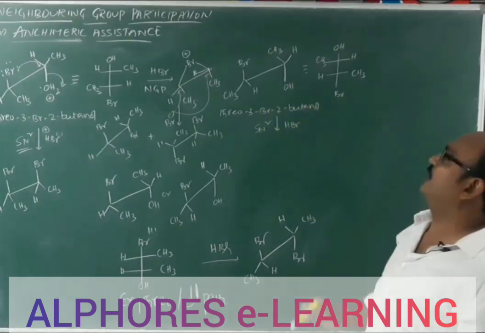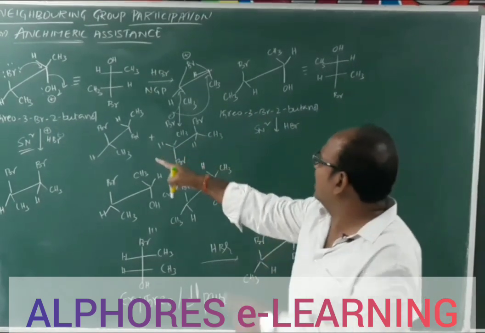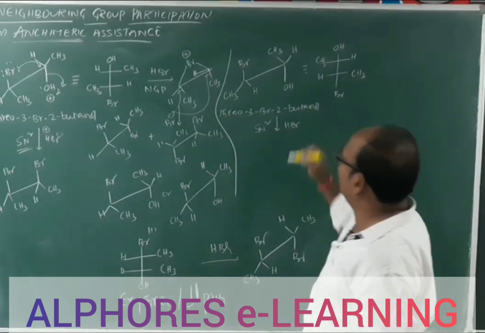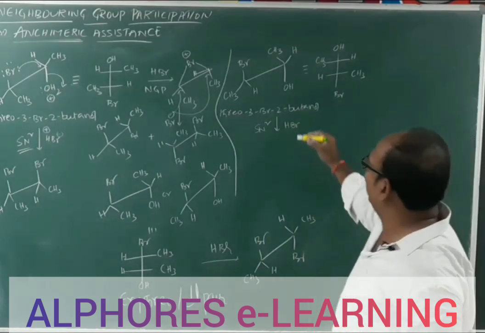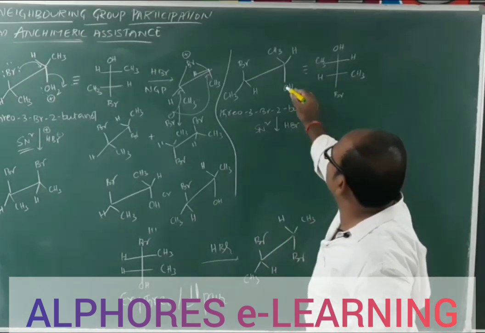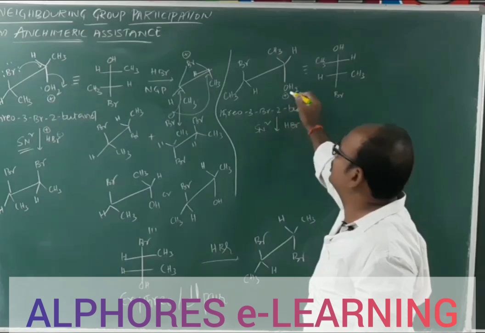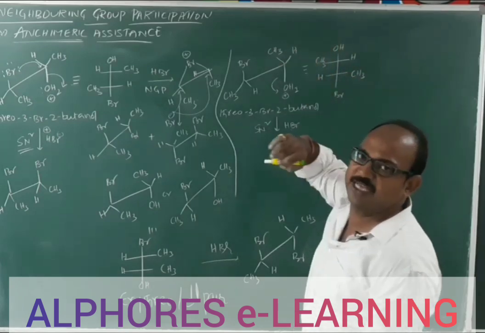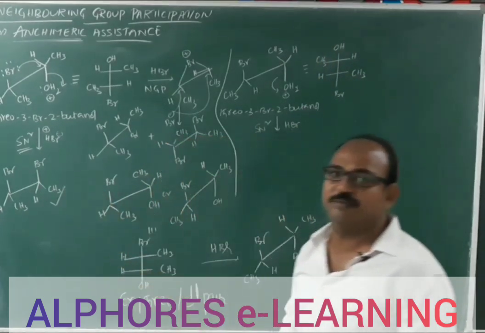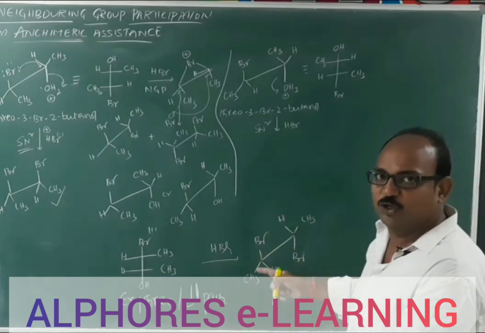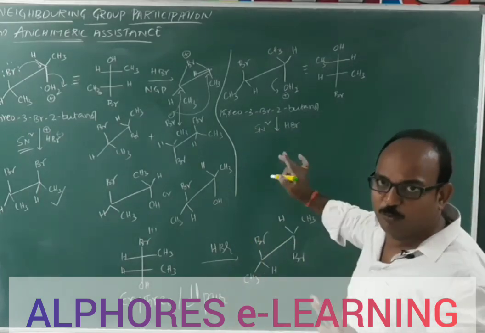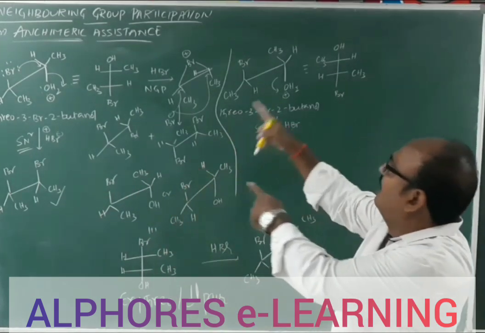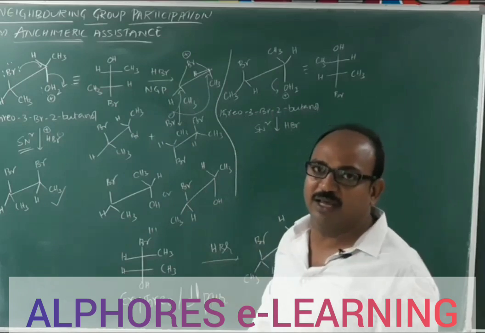The same sequence we can notice here also. Earlier I considered one of the threo forms. This is another threo form. To this other threo form again we add HBr. This OH group gets protonated and converts into OH2 plus. Now it has to leave, and the counterpart approaches from the rear side. Again you get the same product. If we consider SN2, if there is no neighboring group participation or anchimeric assistance, you get the same product whichever threo isomer you consider.